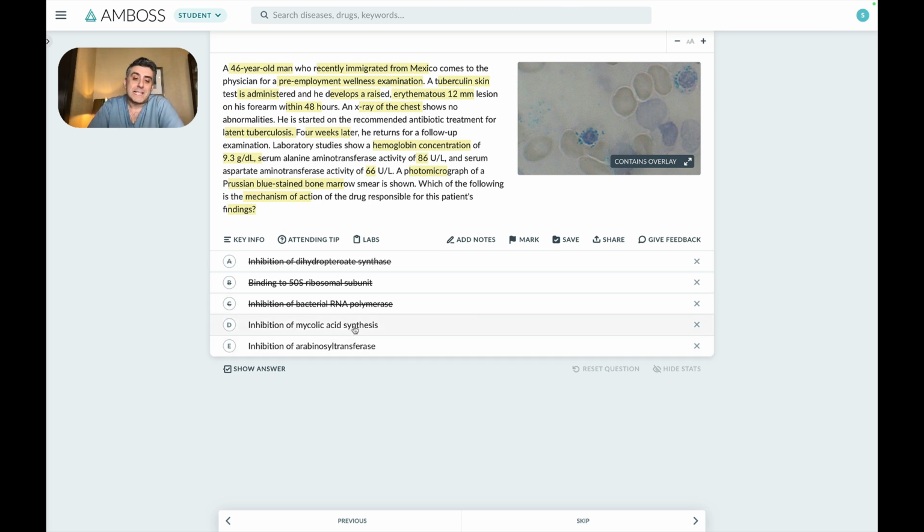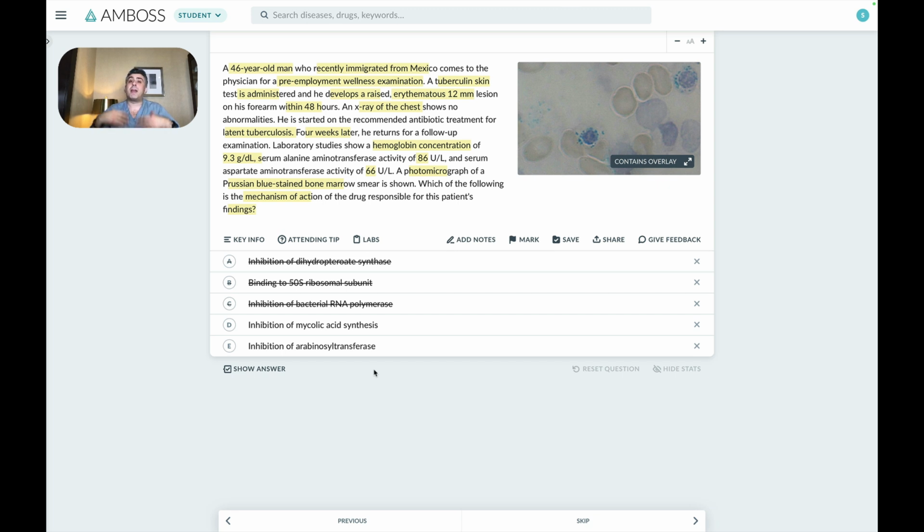Inhibition of mycolic acid synthesis. So we have the last one, inhibition of arabinosyltransferase. Now I have a friend in Brooklyn. He's an EMT. He's Arabic and drives an ambulance. So Arabic, arabinosyltransferase, ethambutol, ambulance, ethambutol. Now, a side adverse effect of that: vision, color vision loss, issues with vision, right?